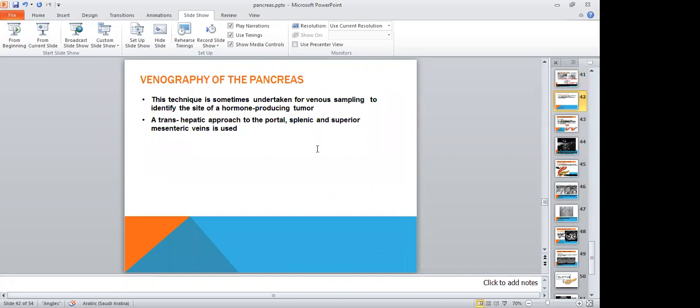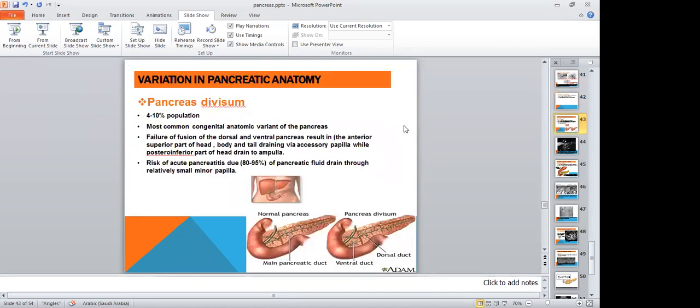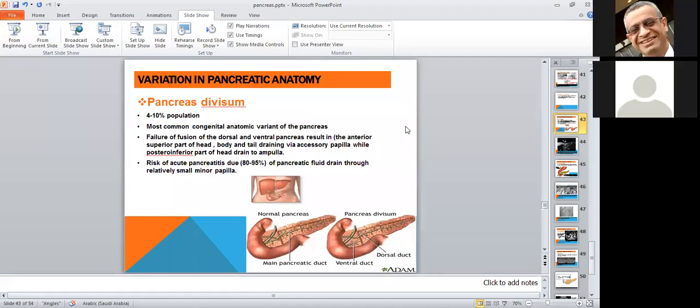Venography of the pancreas. This technique is sometimes undertaken for venous sampling to identify the site of a hormone-producing tumor. A transhepatic approach to the portal, splenic, and superior mesenteric veins is used. Now, in dealing with the variation in pancreatic anatomy.